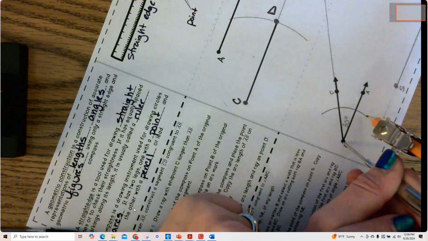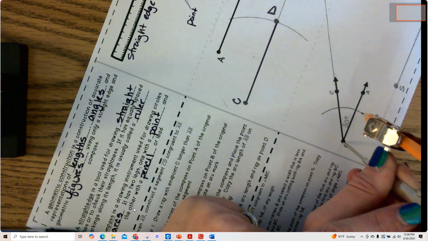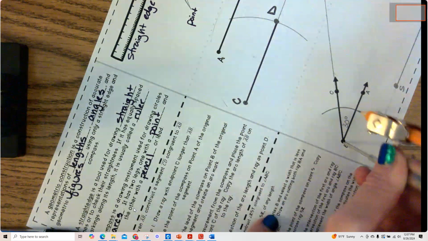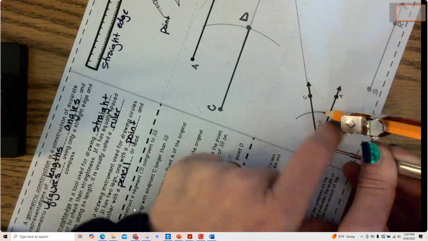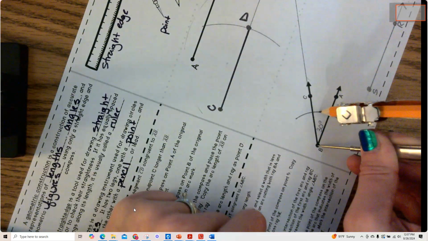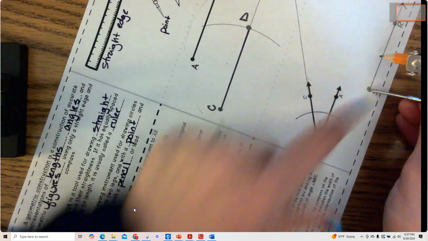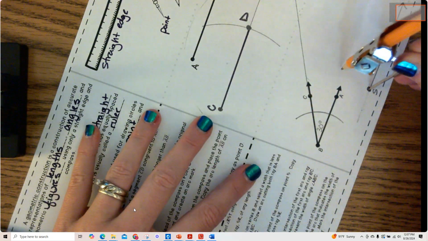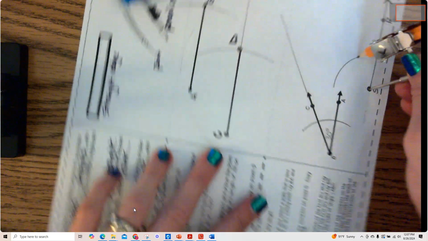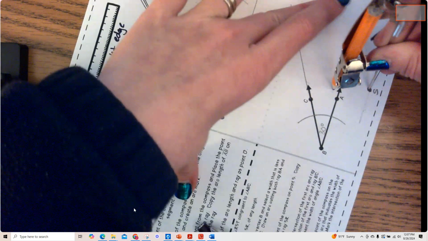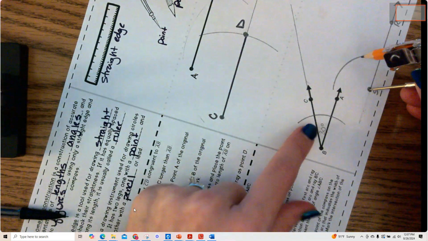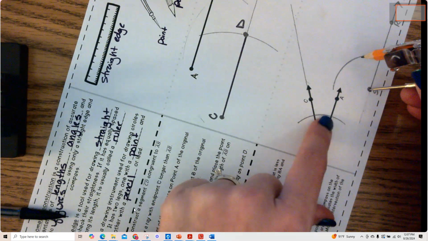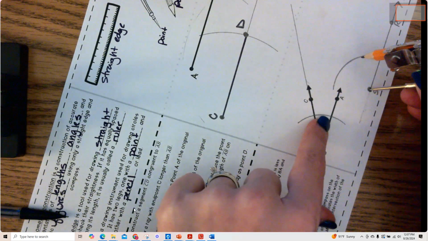And then we're not going to change the measurement that we have on this compass. So don't pull it apart. Leave it the same distance. Make sure it matches. And then you're going to take this point and you're going to move it to S. And then you're going to draw another arc. Draw this one decently large. Okay, it doesn't have to go all the way around, but make sure you have more width than this.